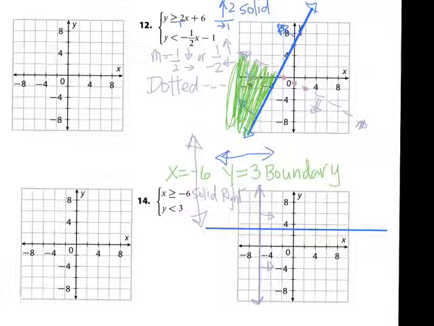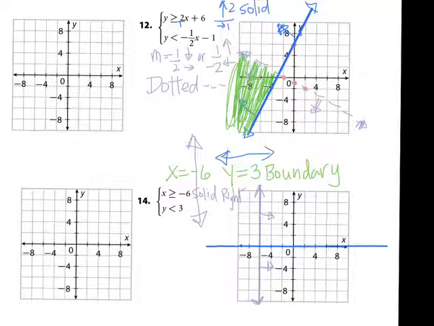Now I'm going to put my arrows in at the ends of the line, and I'm going to take a look if this is going to be a solid or a dotted line. When I look at this here, this is a less than, so that solid line will not work for me. I need to actually write this as a dotted line. So I'm going to go ahead and write it in as a dotted line.